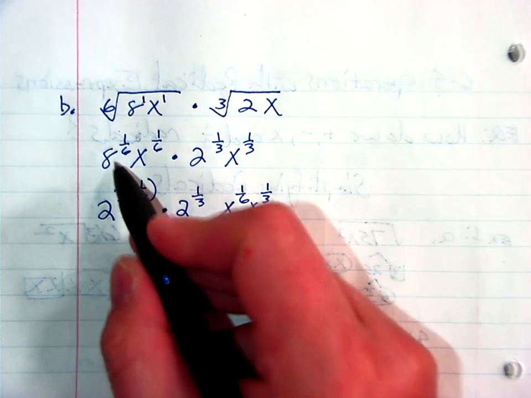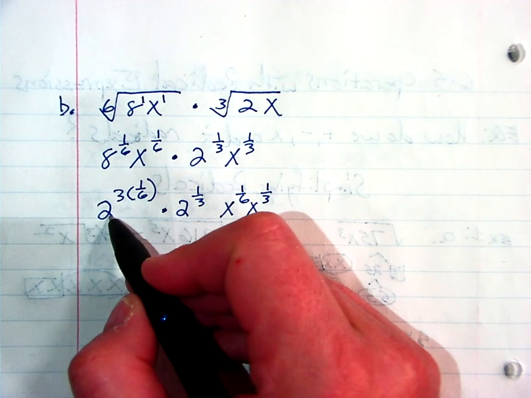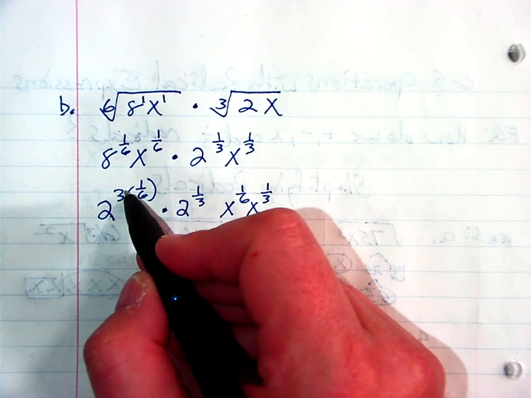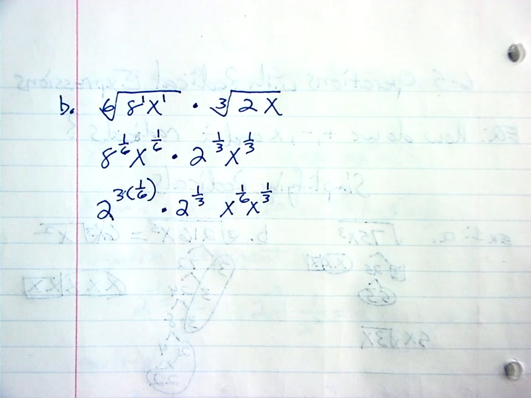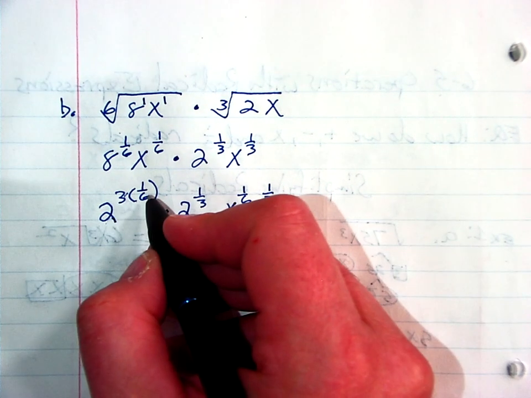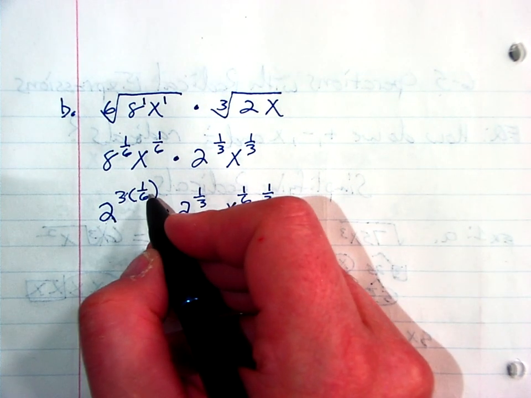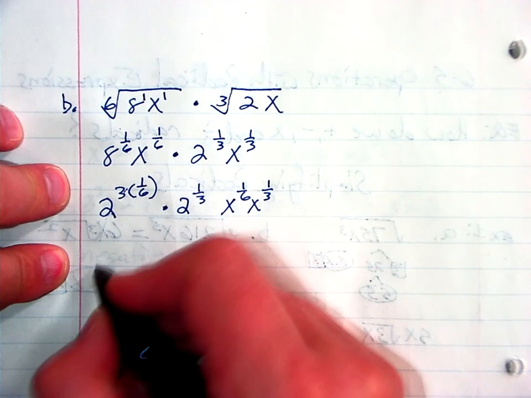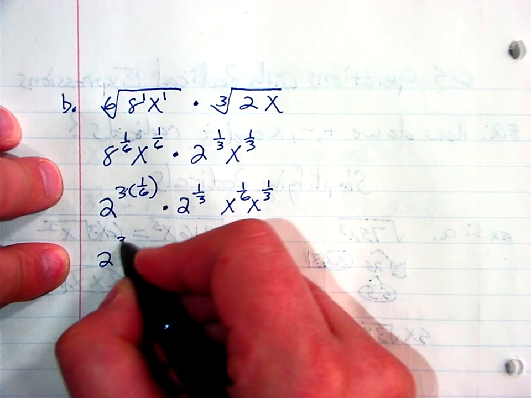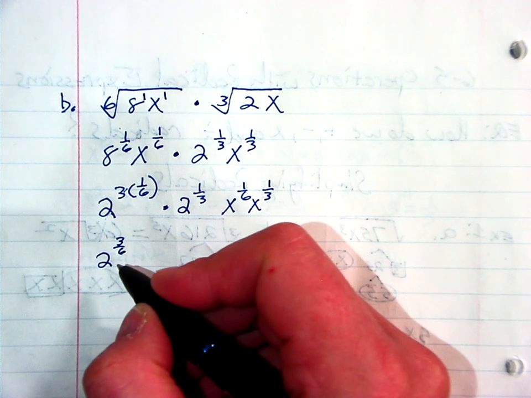All right, so what I did is I rewrote 8 so it has a base of 2. 2 times 2 is 4, times 2 is 8. So this is the same as 8, and then we had our 1/6. This is a number outside of a parenthesis on an exponent. So do I add or multiply? I multiply. So this is really the same as 2 to the 3/6.